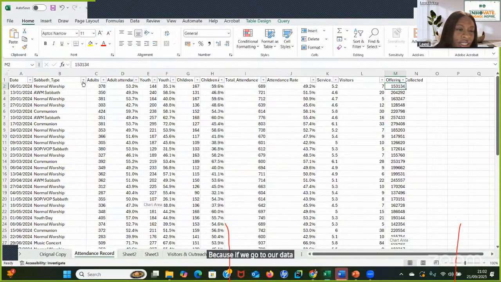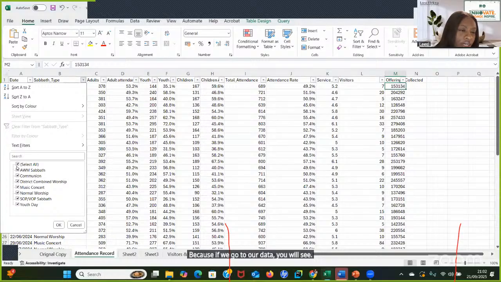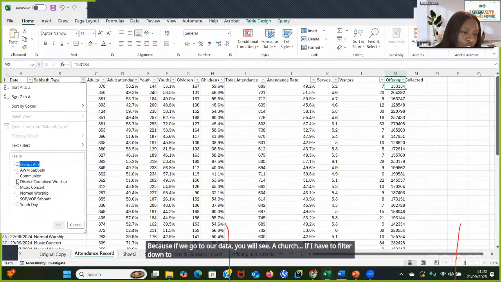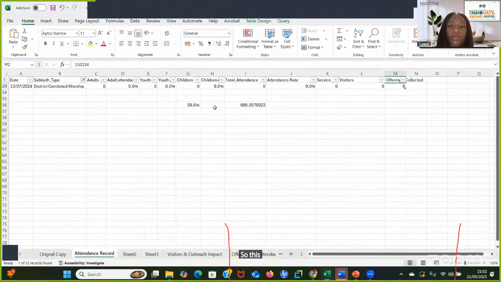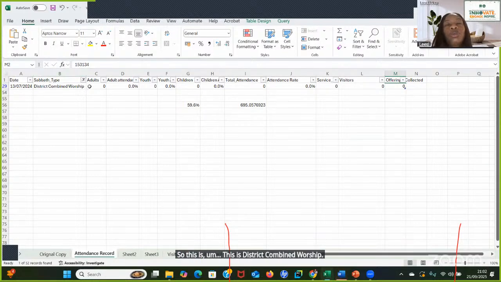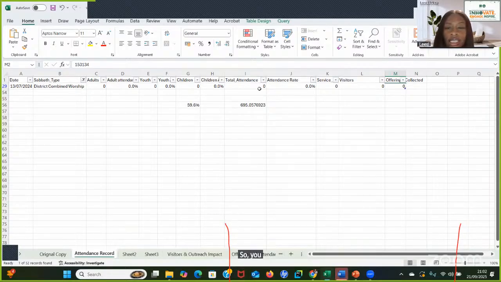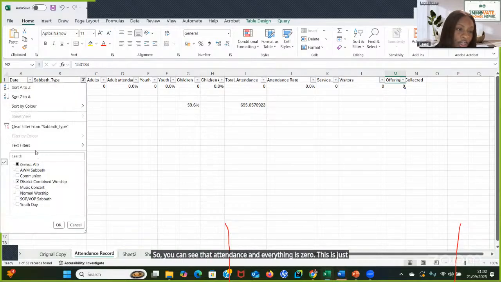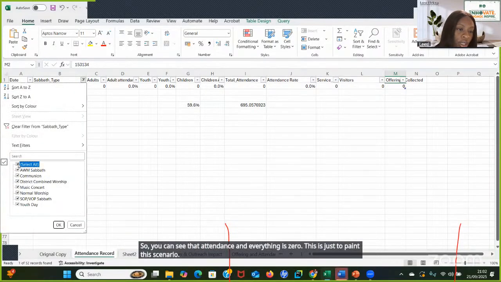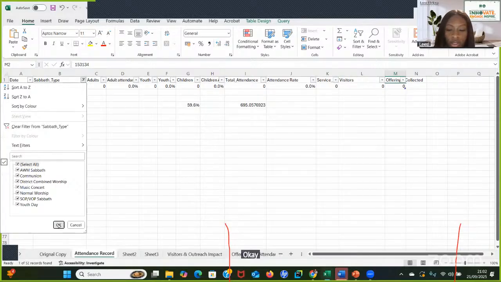you will see, if I filter down to district combined worship. So this is district combined worship. And we are assuming that on this day, there was no worship in that particular church. Everybody went to the district headquarters. So you can see that attendance and everything is 0. This is just to paint a scenario. Okay, so let's go back.